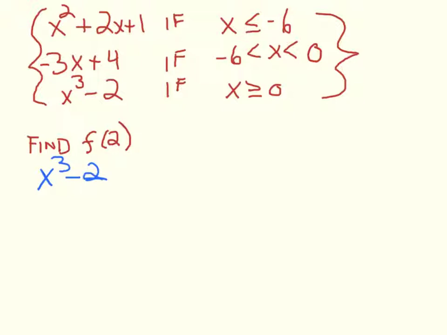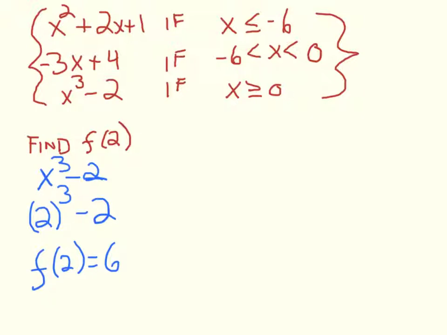Now instead of writing x, I'm going to write my 2. And I always use parentheses whenever I'm plugging these in. So this is going to be 2 cubed minus 2. 2 cubed is 8. 8 minus 2 is 6. So f of 2 equals 6.